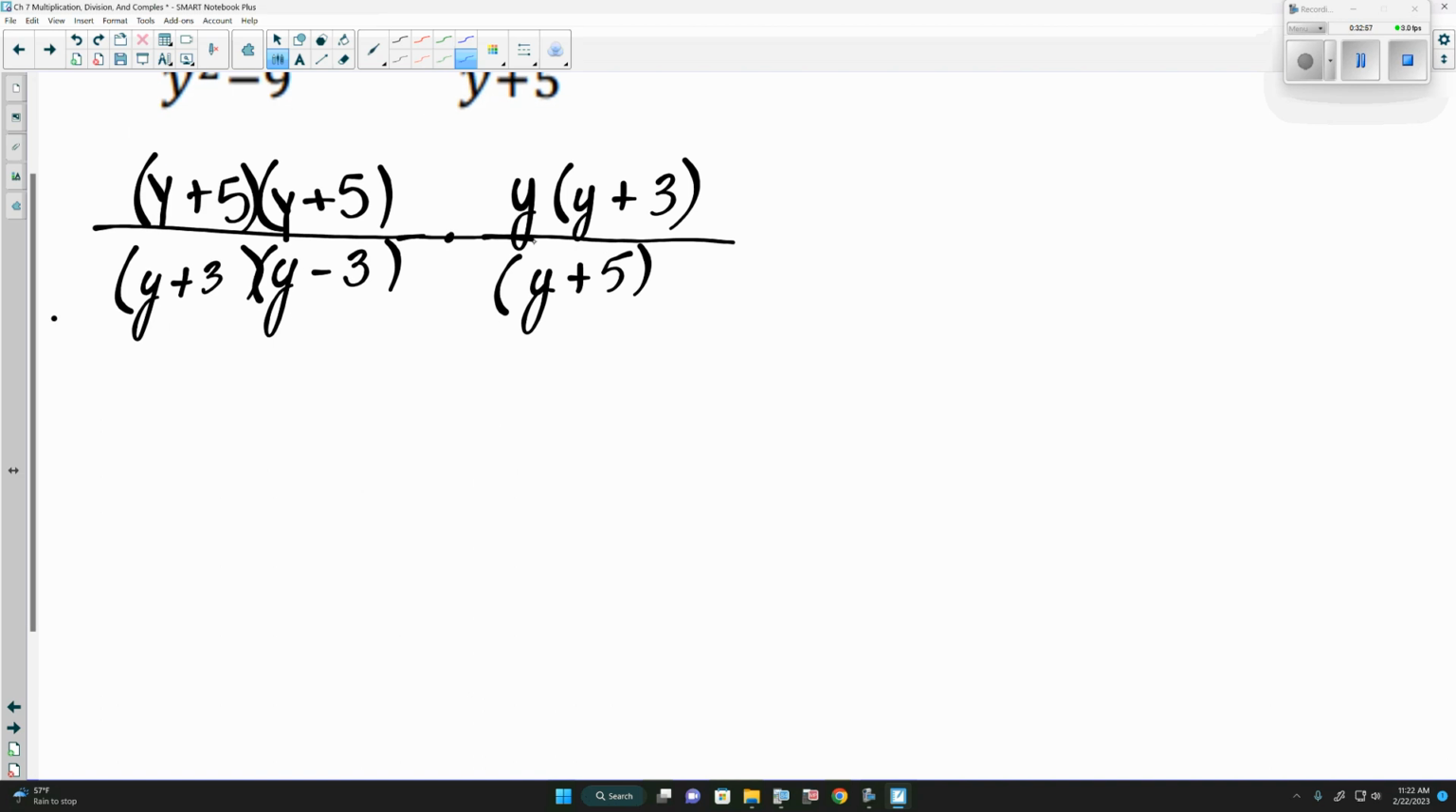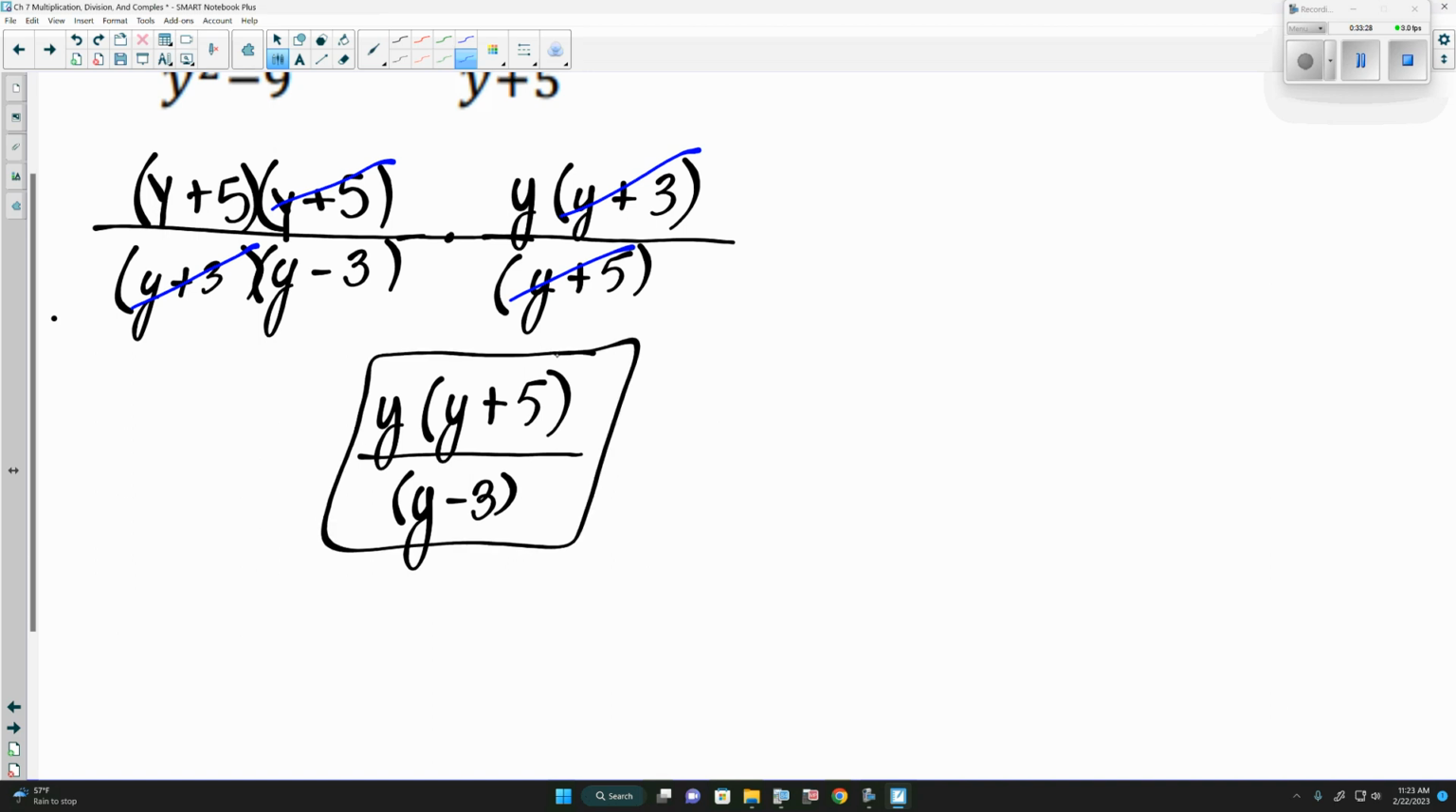Now, when we multiply them together, we've been rewriting it out. We can do that, or we can connect them, because it's just merging everything together. And what's in common on top and bottom? y plus 3 and y plus 3, and we have one y plus 5 on top and bottom that cancel, leaving us with y times y plus 5 all over y minus 3. And that's it.